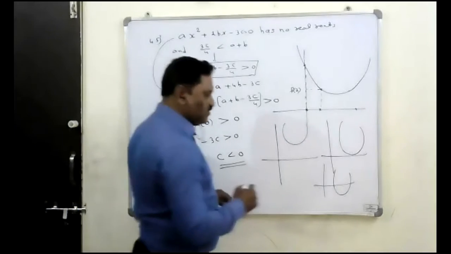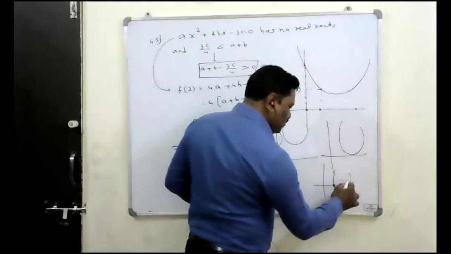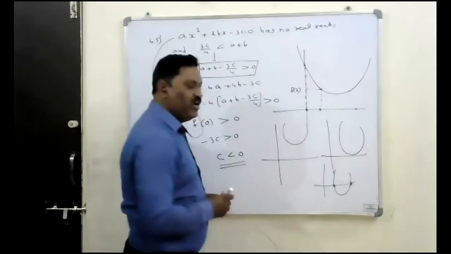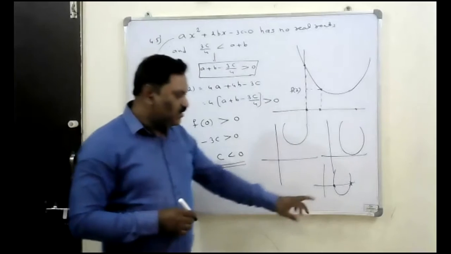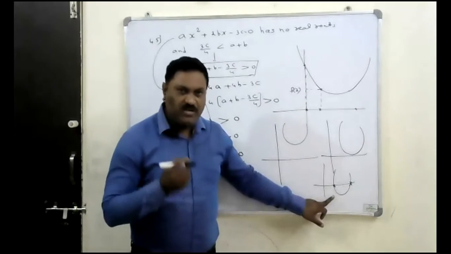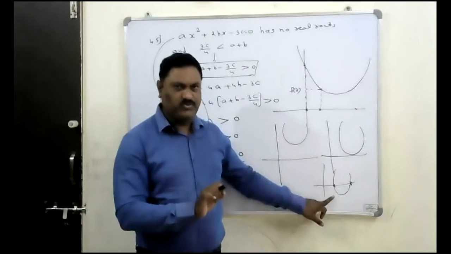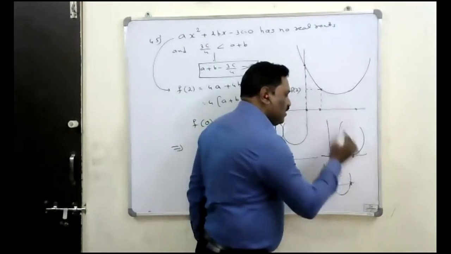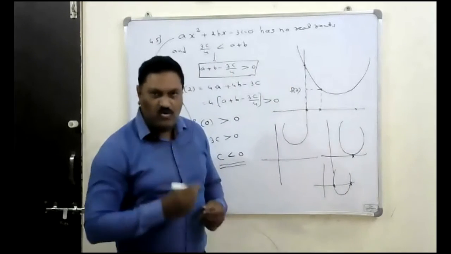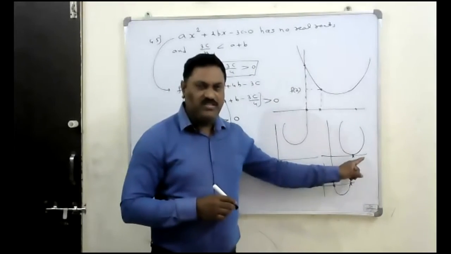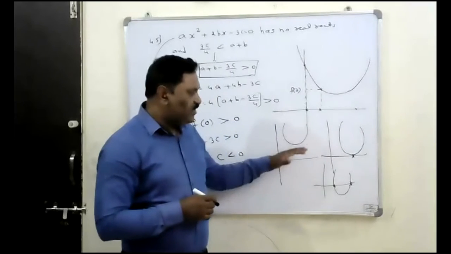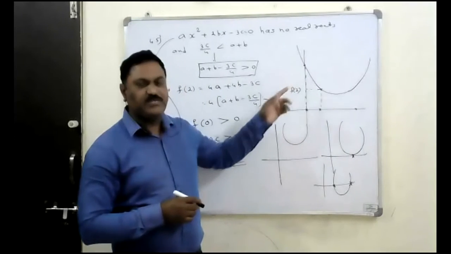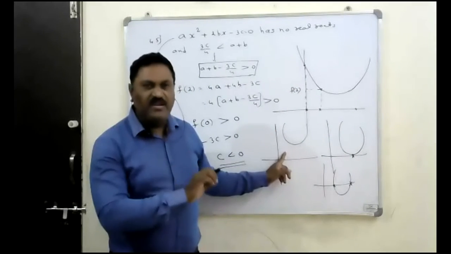If the graph intersects the x-axis at two different values, then this equation will have two different real roots. If it touches the x-axis, it will have only one real root, meaning the roots are equal in this case. If the graph completely lies above the x-axis, it will not have any real root.